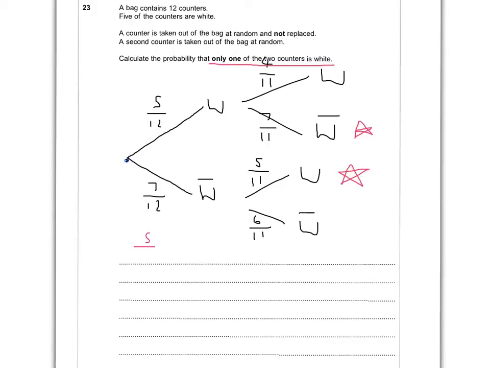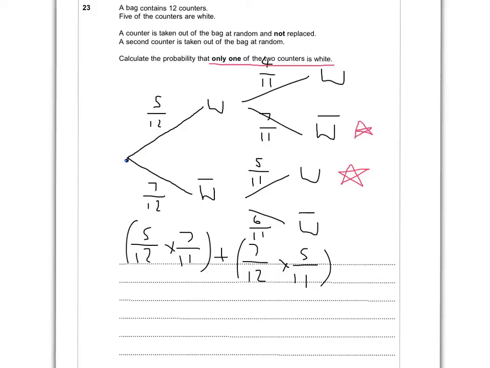So I've got 5 over 12 times 7 over 11. Just put that in brackets to make it clear. That's my probability of going along this path. This happens and this happens. My probability of going along this path is 7 over 12 times 5 over 11. So I've got my probability of passing along this path, my probability of passing along this path, and I want that one or that one. Or translates into a plus. And is multiply, add is or.